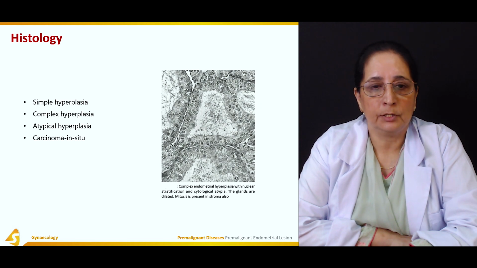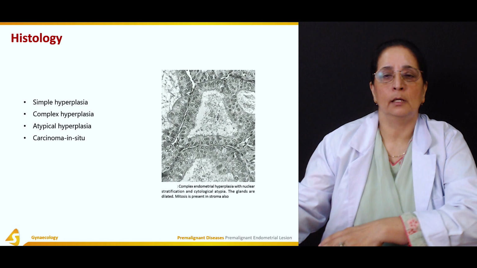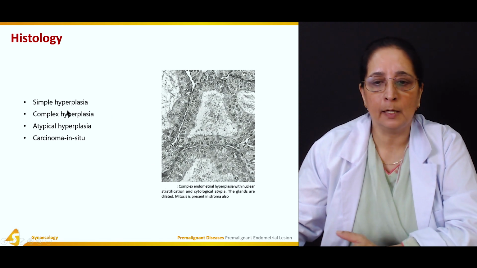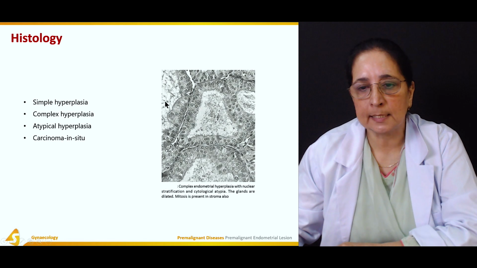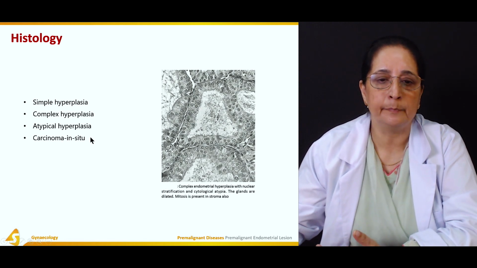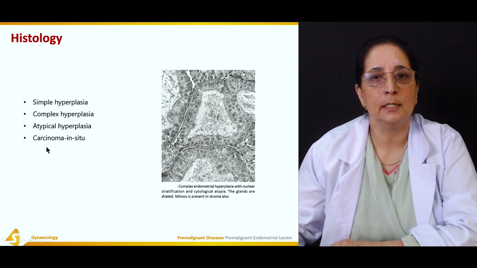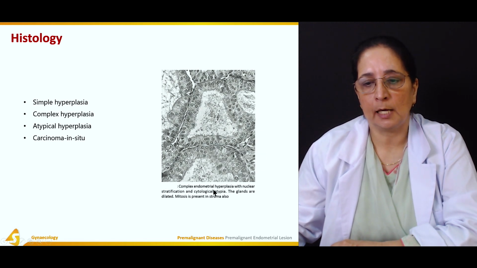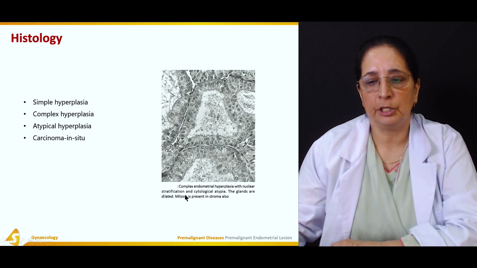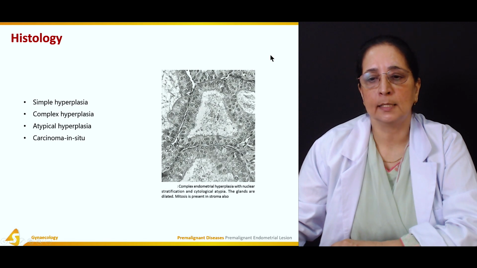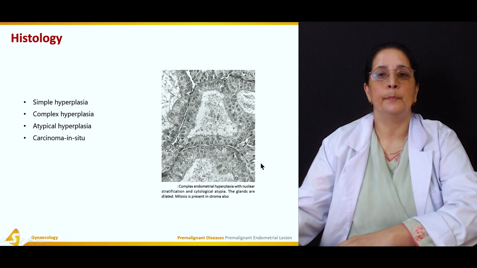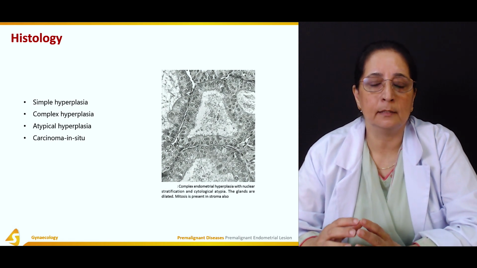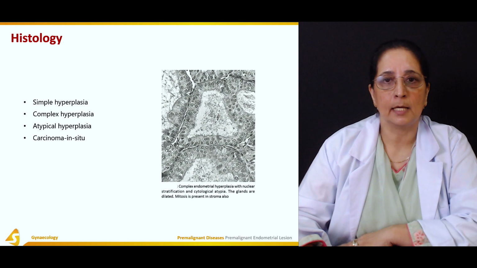Then the histology of endometrial hyperplasia or premalignant changes: usually there is simple hyperplasia, or it can be a complex hyperplasia, or atypical, when a lot of atypical cells are present. This is the diagram that shows complex endometrial hyperplasia with nuclear stratification and atypia. So this is the complex type, not simple, of endometrial hyperplasia. Or it can be carcinoma in situ. Carcinoma in situ is the cancer that is present at the site of origin.